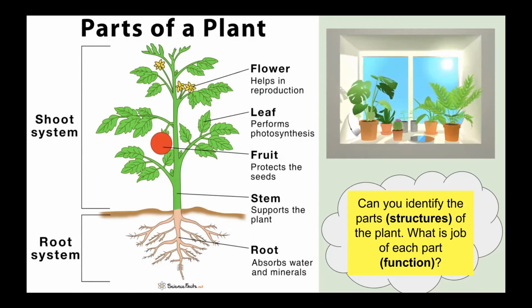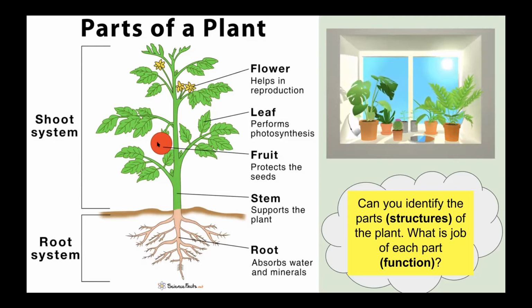So it's an anchor. But the root also helps to take in water and minerals or nutrients that help the plant to grow. So that's the root. From the root, we have the stem, and the stem is the part that comes out of the ground. The stem is also important because it supports the plant and keeps it up nice and straight. The stem also helps to transport water and other nutrients to the rest of the plant.